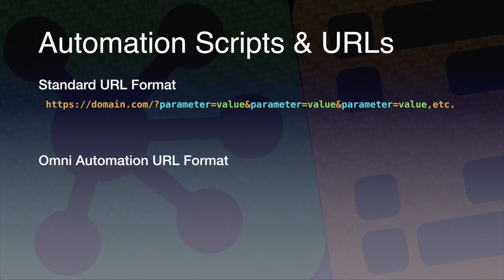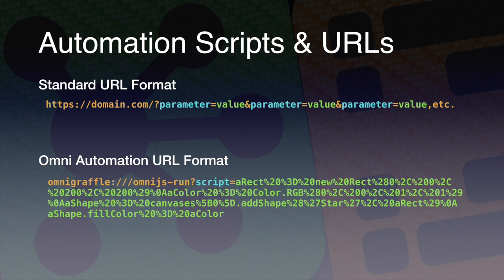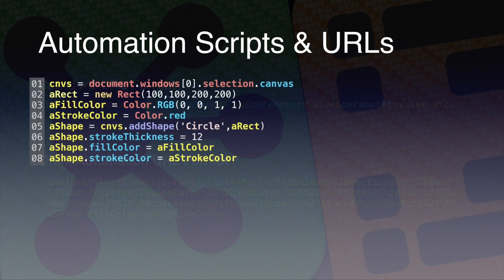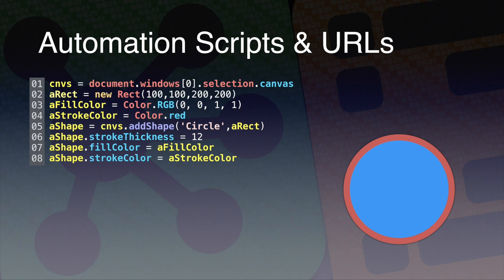But what Omni has done is changed that. So this is an Omni Automation URL. There's one parameter, the encoded JavaScript. You see the green? That is the Omni script encoded into a URL. So for example, here's our favorite little circle creation script, right?